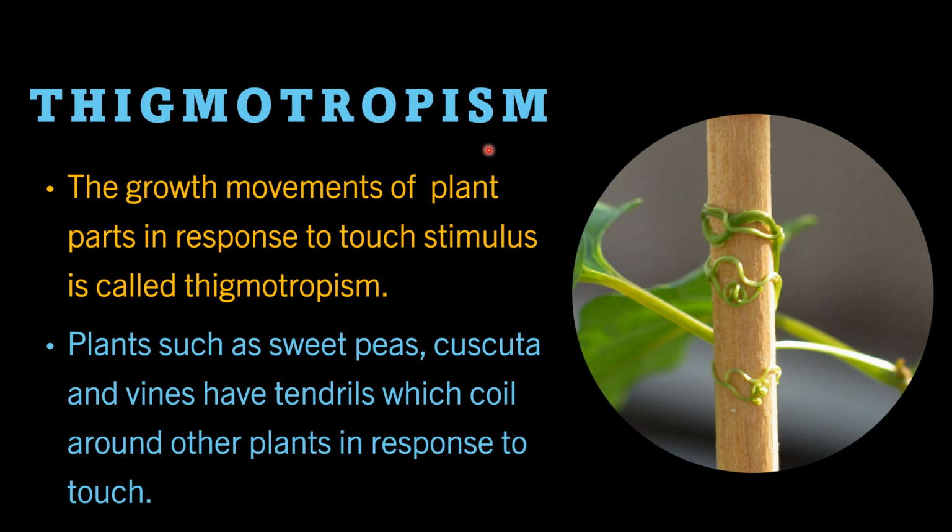Thigmotropism. What is it? The growth movements of plant parts in response to touch stimulus. Plants such as sweet peas, cuscuta and vines have tendrils. Here you can see in this picture tendrils which coil around other plants in response to touch.